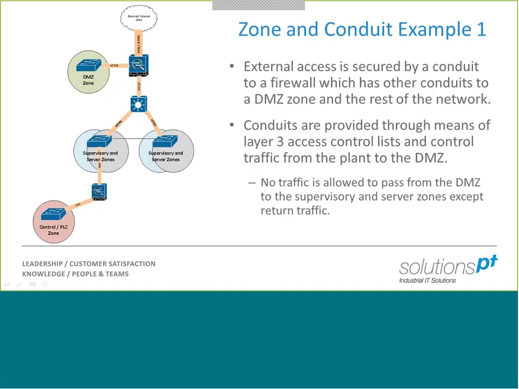So what we've got here then, our external access zone is secured by a conduit to our firewall, that first device at the top. And that has other conduits to a DMZ zone and the rest of the network. I'm not sure if you can quite see on the diagram there, but we're just allowing our VPN and secure HTTP traffic through that first conduit.